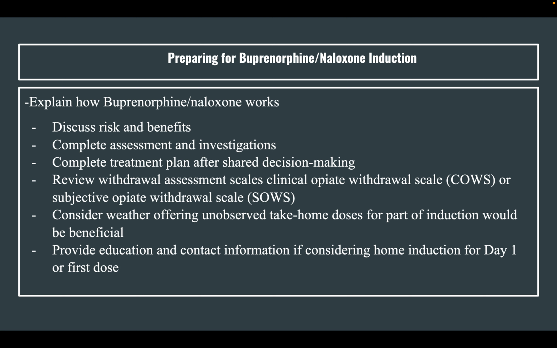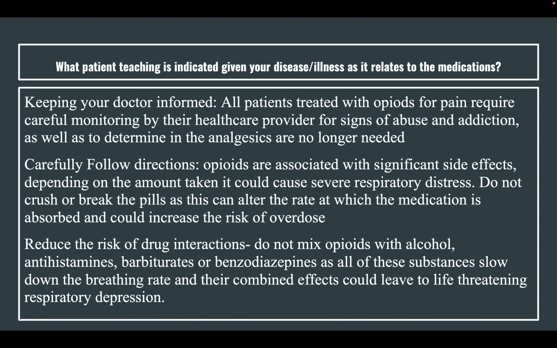Explain how naloxone works, so discuss the risks and benefits, complete assessment and investigations, and complete a treatment plan after shared decision making. Review withdrawal assessment scales, the clinical opiate withdrawal scale, COWS, or the subjective opiate withdrawal scale, SOWS. Consider whether offering unobserved take-home doses for part of induction would be beneficial, and provide education and contact info if considering home induction for day 1 or first dose.